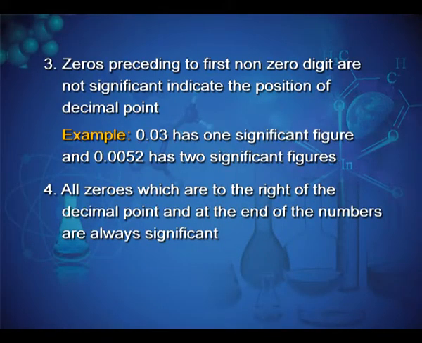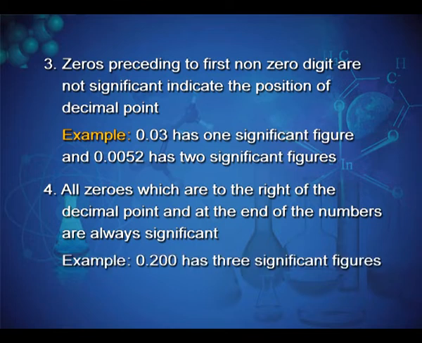Now the fourth rule: all zeros which are to the right of the decimal point and at the end of the number are always significant. Example, 0.200 has 3 significant figures.